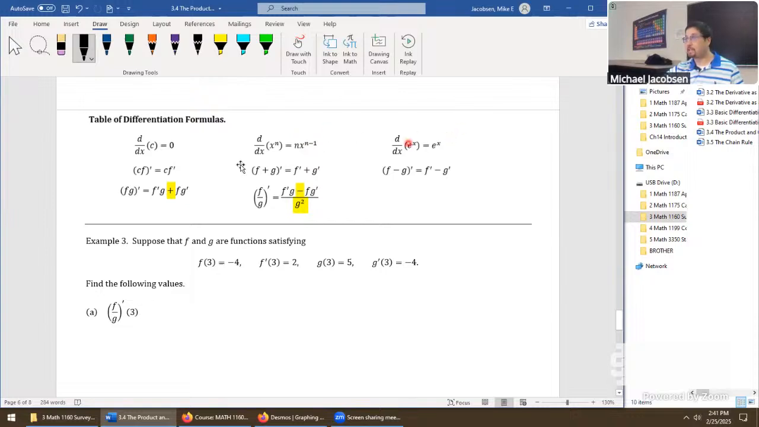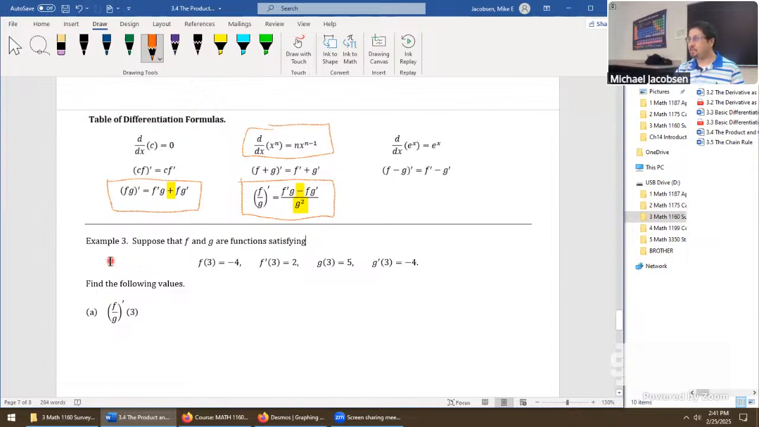Good exponential formula here. Constant multiple rule, sum rule, and difference rule, but probably this and this are where you'd be referring to quite a lot, and maybe this one as well. These are the major parts of the table so far. So we have product rule, quotient rule.